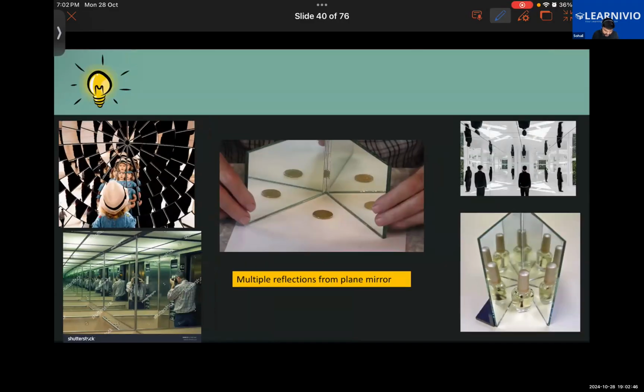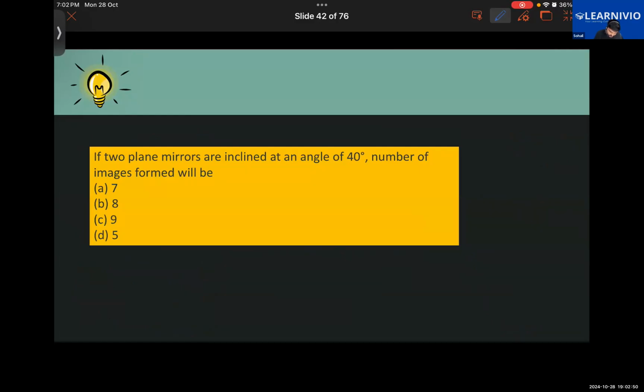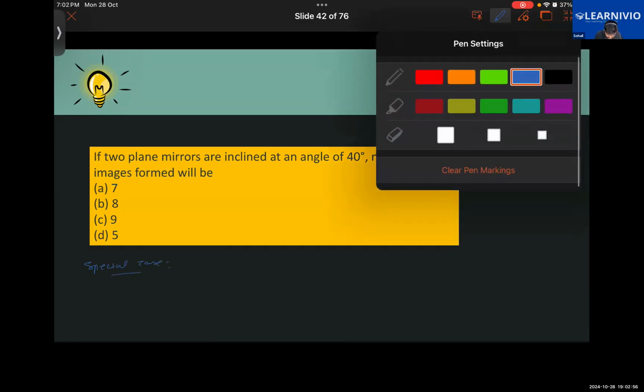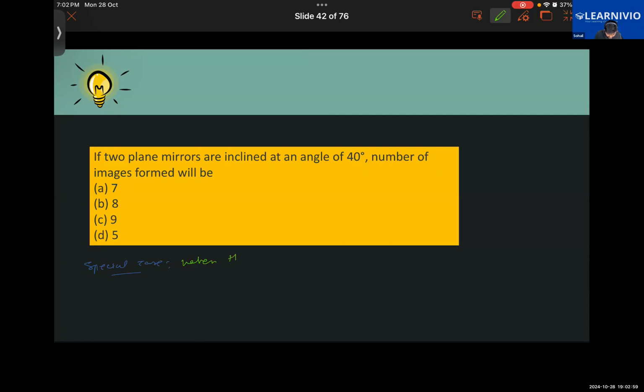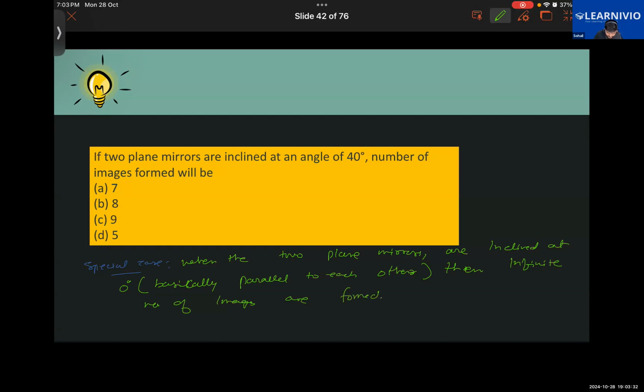Okay. Note down an important point here, a special case: when the two plane mirrors are inclined at 0 degree, or basically parallel to each other, then an infinite number of images are formed. Okay.